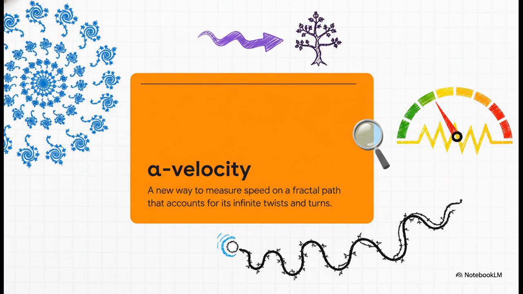That's where alpha velocity comes in. A normal speedometer in your car tells you how fast you're going down a smooth road. But alpha velocity? It's designed to measure how quickly a particle is actually making progress along a path that twists and turns on itself infinitely. It's a whole new definition of speed for a whole new kind of world.